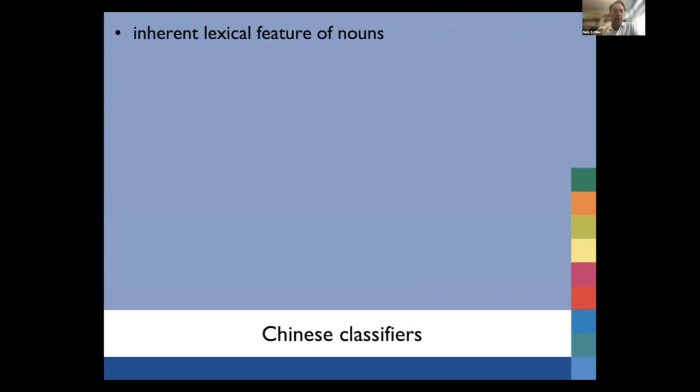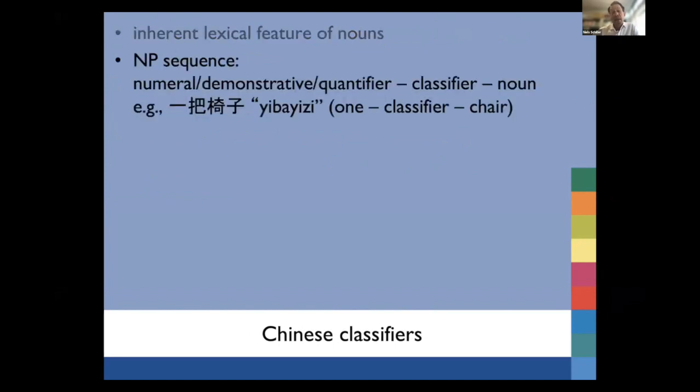So first of all, what are classifiers? Classifiers are inherent lexical features of nouns in languages that have classifiers, and you need them in a sequence with, for example, a numeral, demonstrative, or a quantifier. Then you need the classifier and then the noun. So for example, to say something like one chair in Chinese, you would have to use the words that correspond to one, the corresponding classifier, and chair.